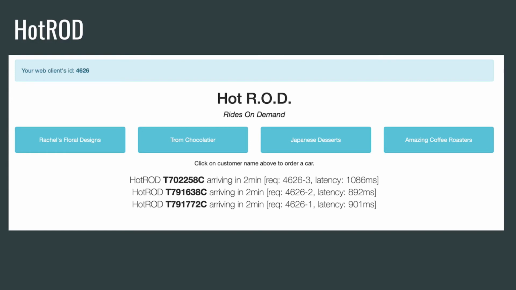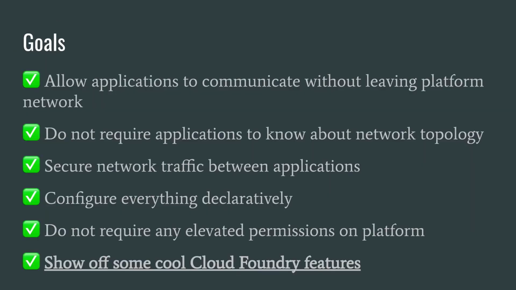So we have a front-end microservice talking to all of its 3 back-end microservices using Envoy proxies deployed and managed by Consul. If we quickly revisit our goals, we can show that we've met all of the criteria by communicating within the platform, not requiring applications to know a lot about network topology. All of our traffic is now secured, and we're using declarative JSON and HashiCorp configuration language files to manage everything, and we don't require any permissions more than a normal SpaceDeveloper.